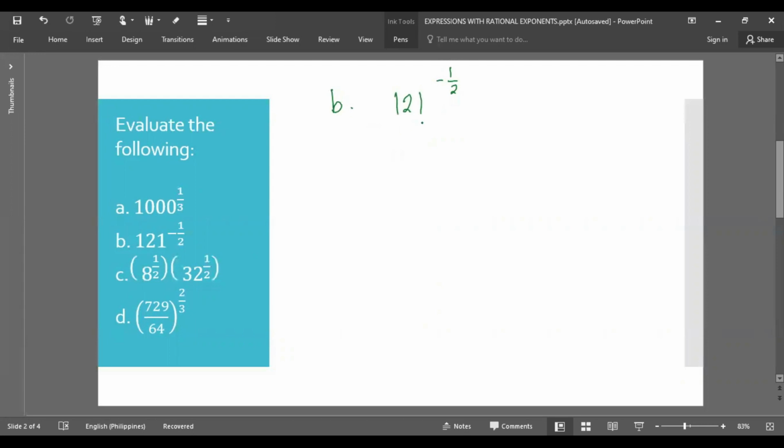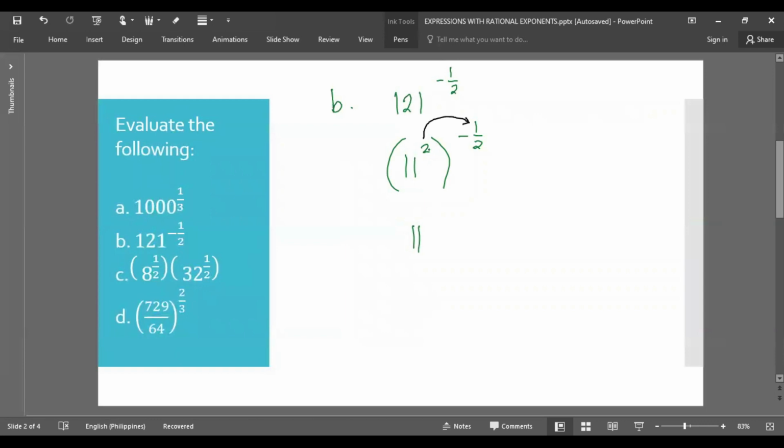Let's have letter B. 121 raised to negative 1/2. So this is somewhat different from the previous one since the exponent here is negative. So again, first thing to do is to try to express the base as an exponential expression. 121 can also be expressed as 11 raised to 2. Then put it inside the parentheses, then copy the exponent.